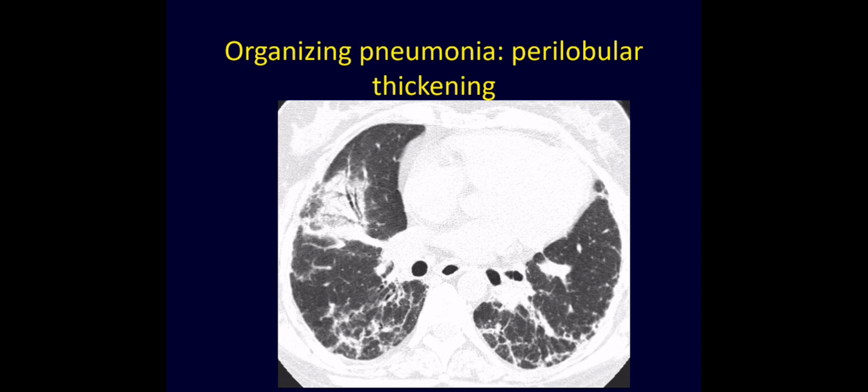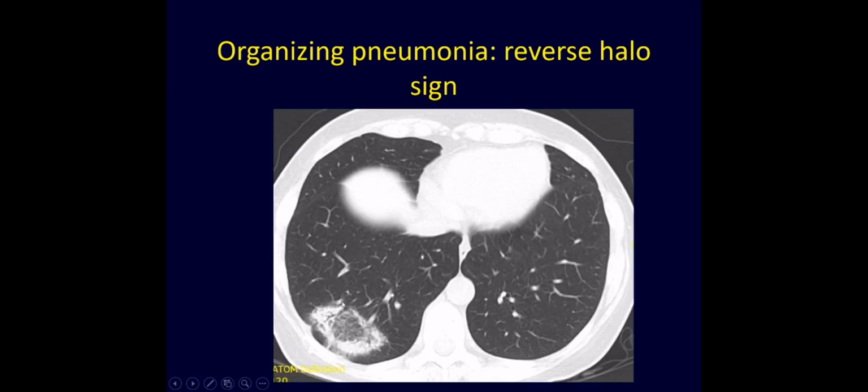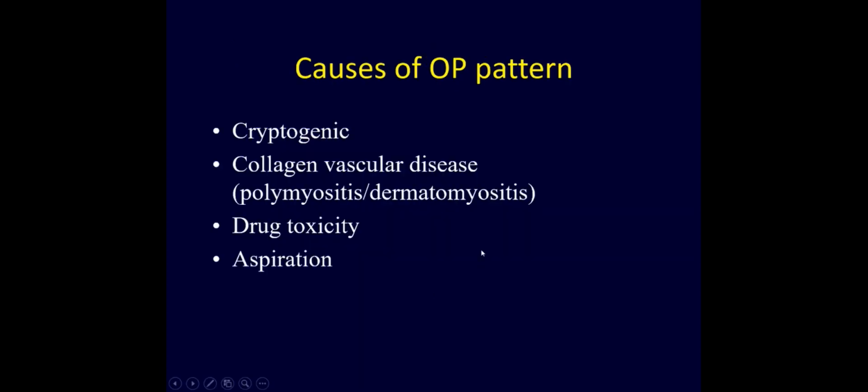The findings are often nonspecific, but here are two important clues. The first one is the presence of perilobular thickening, that is, irregular thickening of the interlobular septa, which in the correct context can be highly suggestive of organizing pneumonia. And the second one is what's called the reverse halo or atoll sign, where you have peripheral consolidation and central ground glass abnormality. As with the other interstitial pneumonias, there are several causes of organizing pneumonia, including cryptogenic, collagen vascular disease, particularly polymyositis, dermatomyositis, drug toxicity, and aspiration.